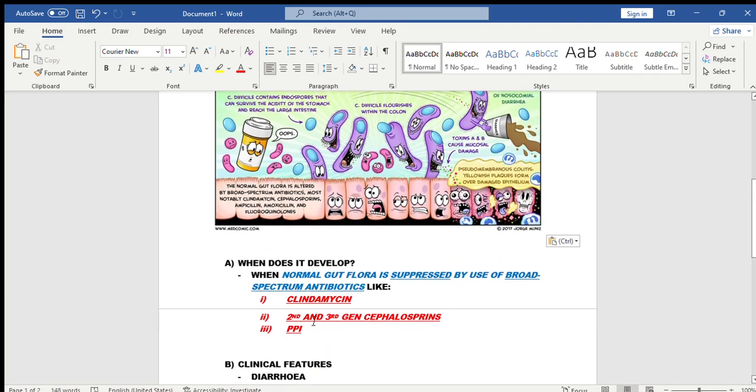Now this is an important question that you're asked most often. Clindamycin is an important antibiotic, so you would probably be asked that. A patient was admitted to a hospital and received second generation or third generation cephalosporins, PPIs or clindamycin. The patient went on to develop crampy abdominal pain with severe diarrhea, hypotension, or features of toxic megacolon. Always, always, always think of Clostridium difficile, right?